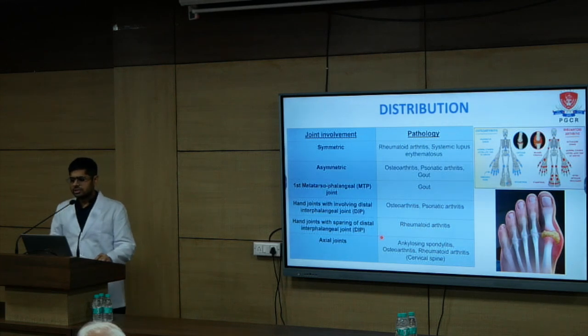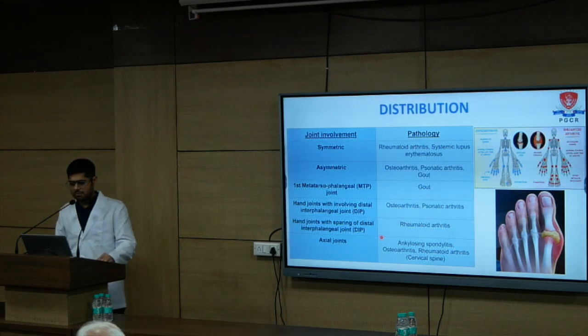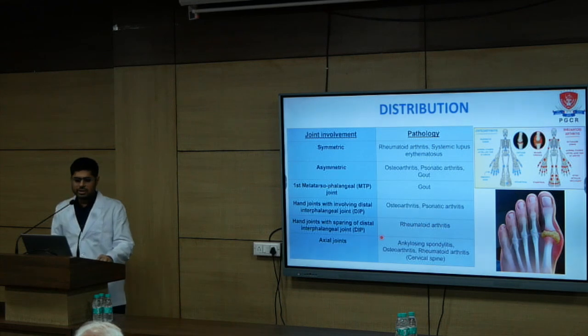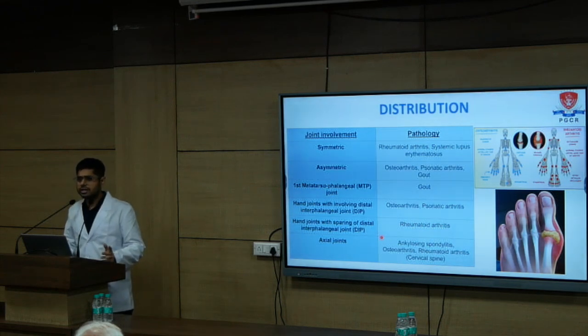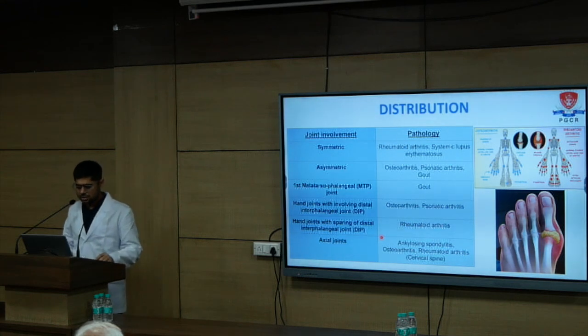Having knowledge about distribution of pain to certain joints can give an important clue for identifying certain conditions. For example, involvement of symmetric and asymmetric joints can give us an idea about rheumatoid arthritis and osteoarthritis. Involvement of first metatarsophalangeal joint can give us an idea about gout, and involvement of axial joints can give us an idea about ankylosing spondylitis.